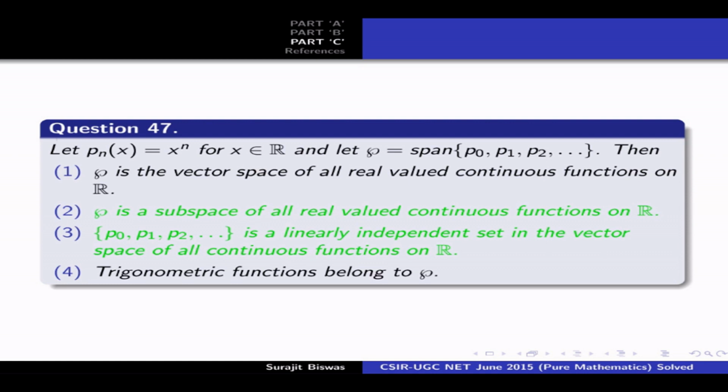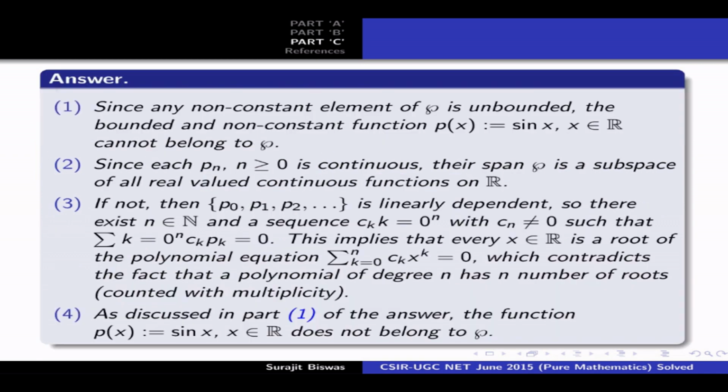Next problem, question 47. Let P_n(x) equal to x to the power n for x belongs to R, and let P be the span of P0, P1, P2, and so on. Then the first option is P is the vector space of all real valued continuous functions on R, which is not correct. Why? Since any non-constant element of P is unbounded, the bounded and non-constant function P(x) equal to sin x in particular cannot belong to P.